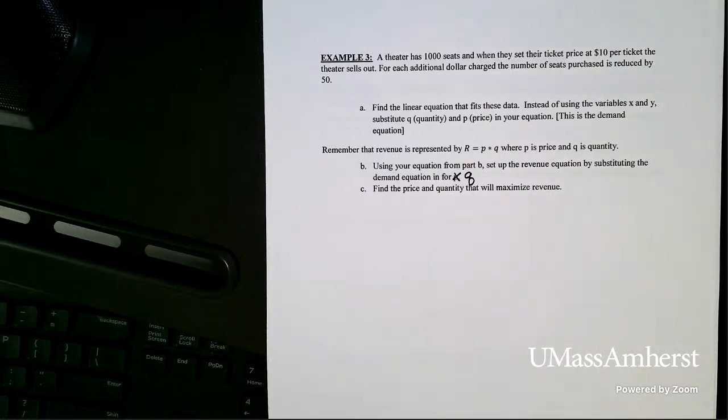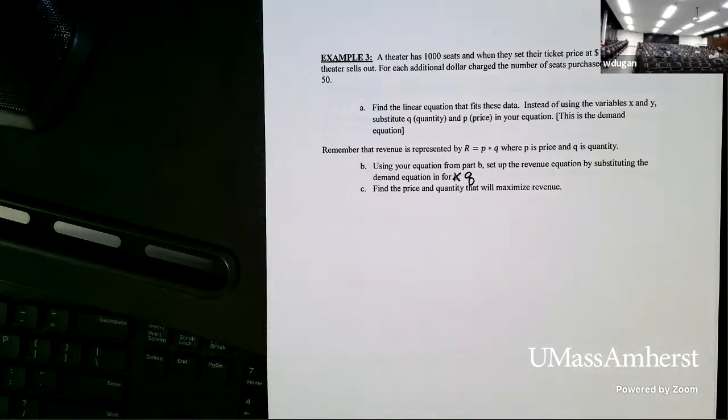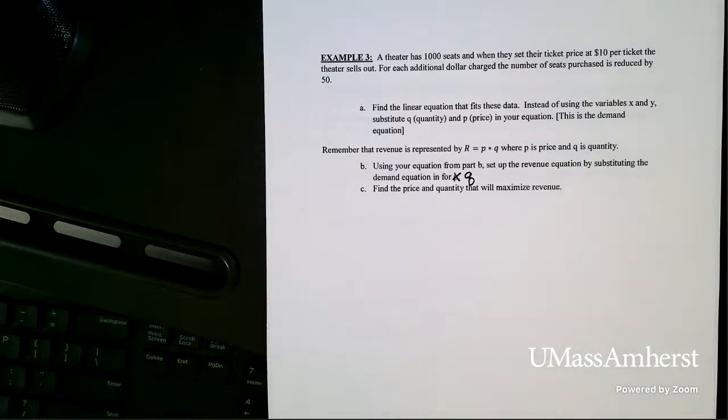Okay, so for the first part, part A, we need to find a linear equation that fits this data, right? So we need to think about how we can write this information as 2 points and how we can then turn that into a linear function, the line that connects those 2 points. Instead of using the variables x and y, we're going to substitute in Q and P, quantity and price, into our equation. And this is called the demand equation.